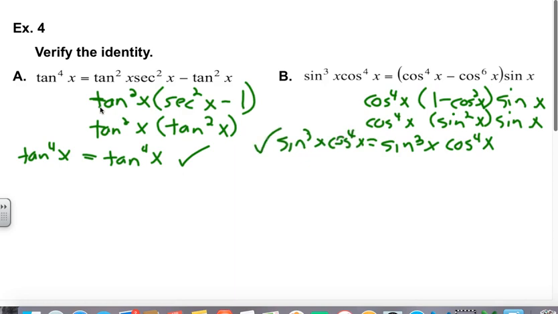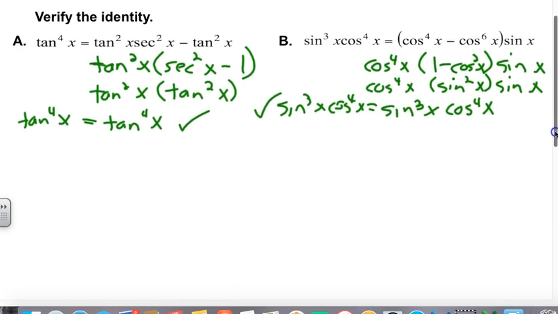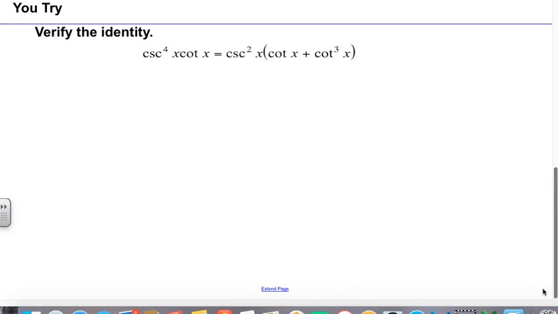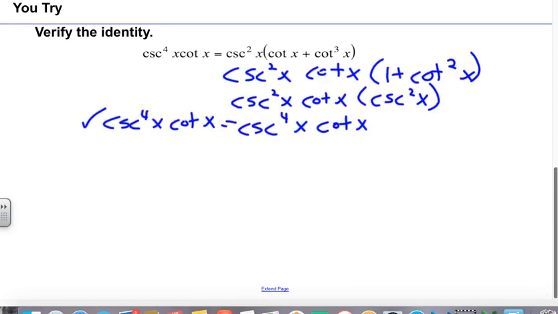All right, so some of these are a little bit simpler. They're not always real complicated. You guys try this one down here, and I'll go over it, and we'll be done. So on the right side, in the parentheses, we notice that cotangent and cotangent cubed have a cotangent in common. So we factored out a cotangent of x from the parentheses, wrote it right here next to the cosecant squared, and then that left in parentheses 1 plus cotangent squared. Then using a Pythagorean identity, we know 1 plus cotangent squared is cosecant squared. So I changed that to cosecant squared, and now we're multiplying all those, so I can multiply my cosecant squared and cosecant squared to get cosecant to the fourth x times the cotangent x, and we've shown that the right side and left side are equal.